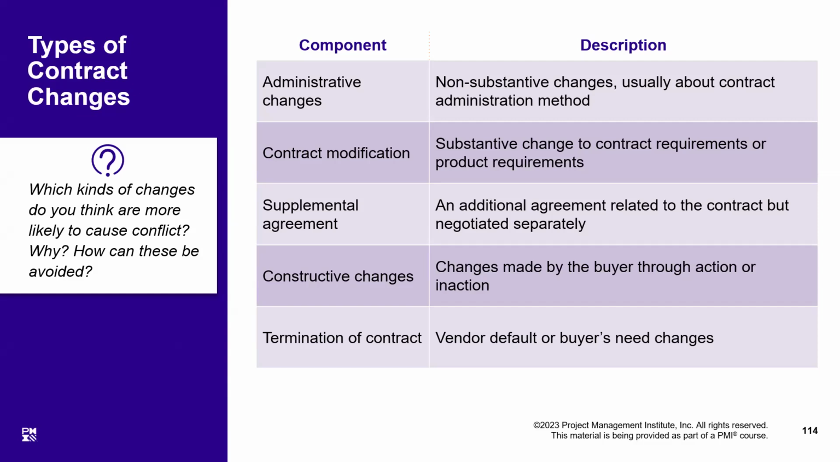Then we have constructive changes. These are changes made by the buyer through action or inaction. Meaning there is a deliverable which has to be approved by you, and you were supposed to approve it immediately after it is received, but you are on leave, and due to your inaction, you cause some damage or some effect on the project. That could be a constructive change. We can improve our process, we can catch up with that. So this is called a constructive change.